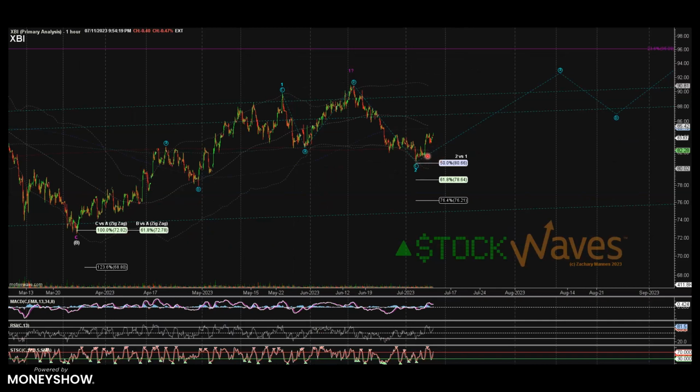But its failure to hold this and then going on to break under the 76 level was very, very telling in terms of the weakness that we were going to see.